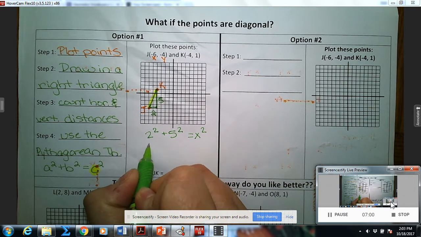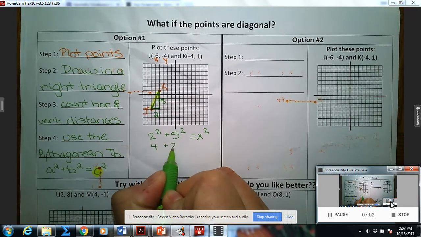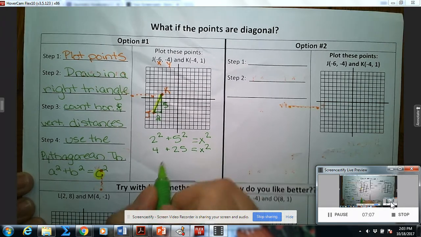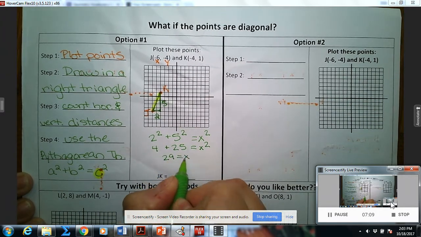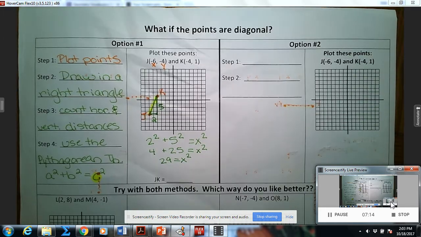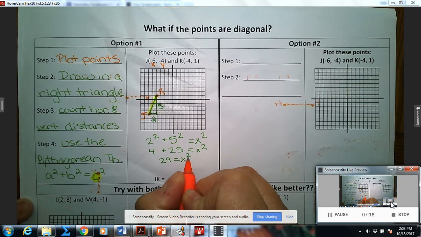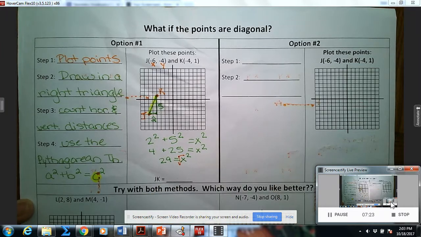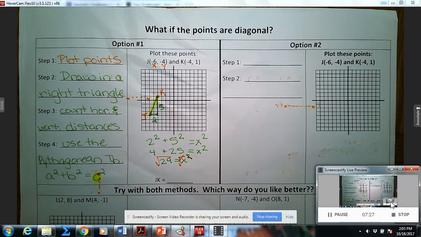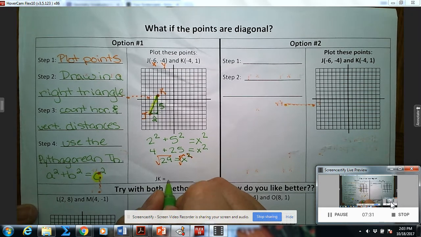2 times 2 is 4. 5 times 5 is 25. 4 plus 25 is 29. And now I need to get x by itself. And hopefully through your review practice, you know what to do here. To get rid of a square, the inverse is a square root. They are inverses of each other. So now we know that x is the square root of 29.